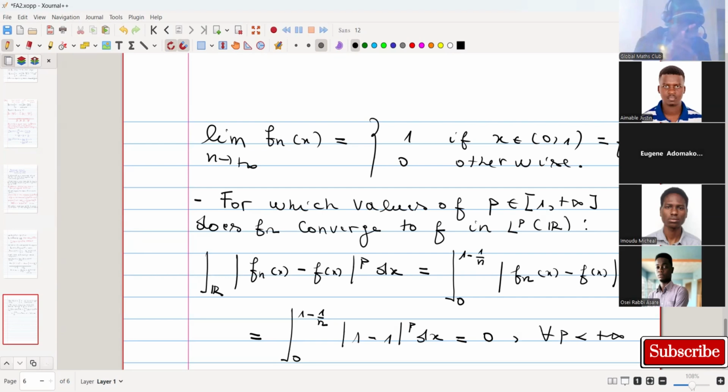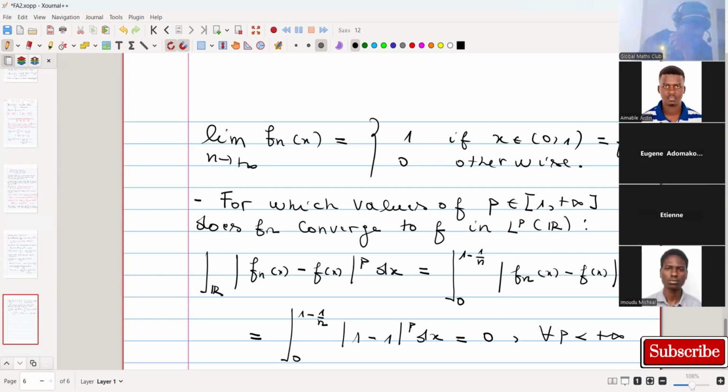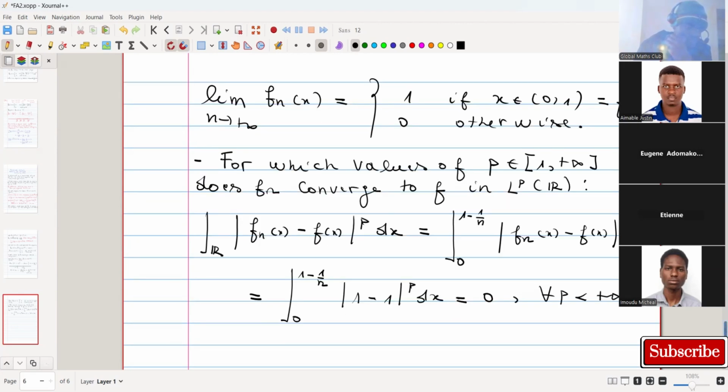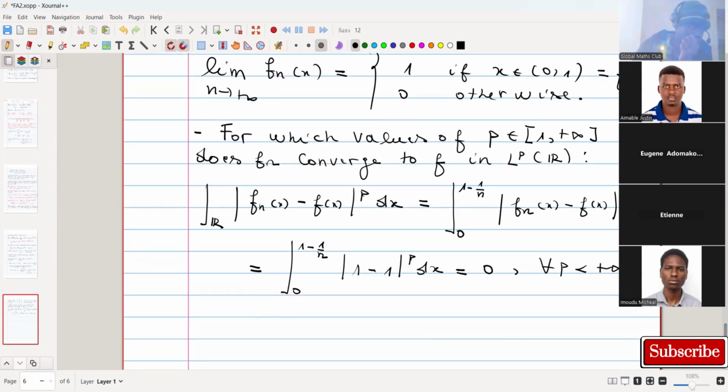So is there any condition on p here to compute this limit? I hope that you understand. I hope that you understood why I moved from R to 0, 1 minus 1 over n.